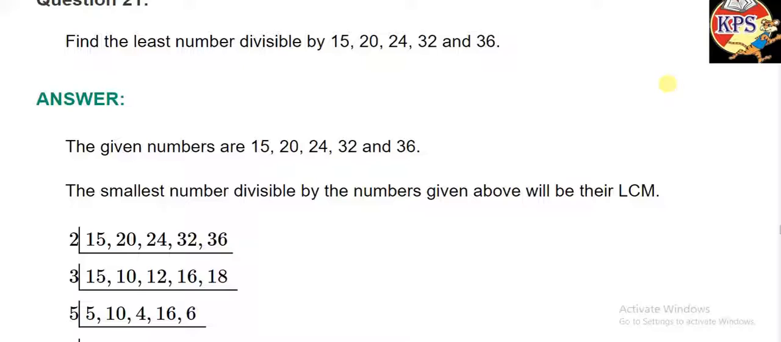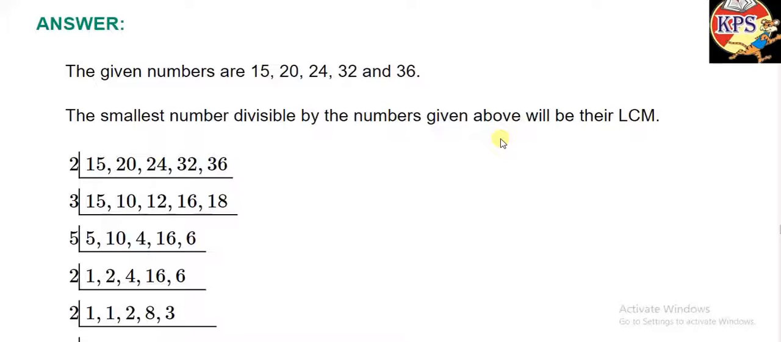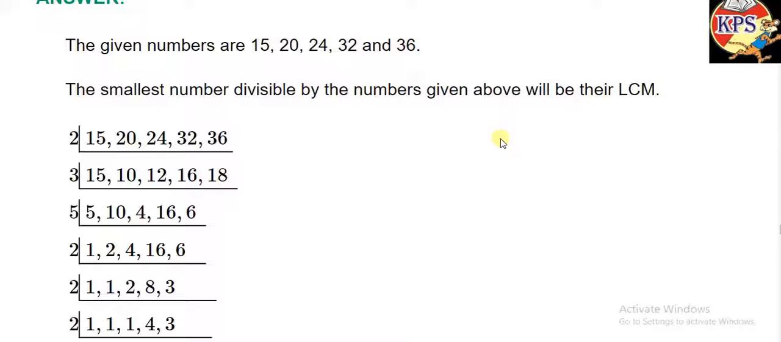Here the question is saying: find the least number divisible by 15, 20, 24, 32 and 33. So we have to find out the least number. The smallest number divisible by the numbers given above will be their LCM. So here we have to find out the LCM of these numbers.